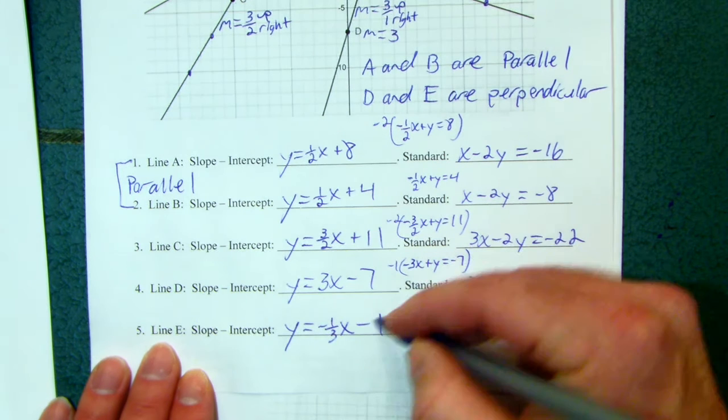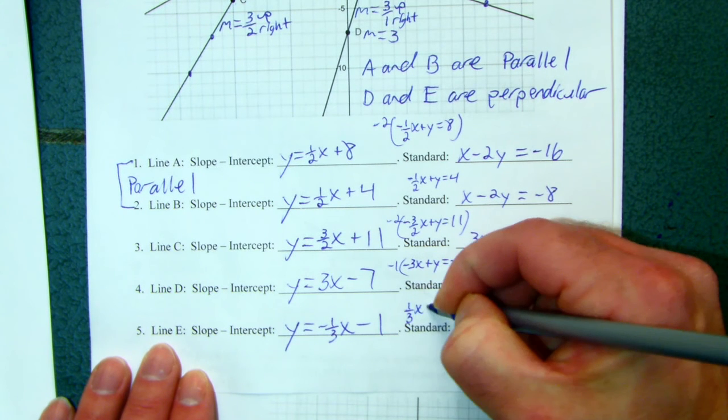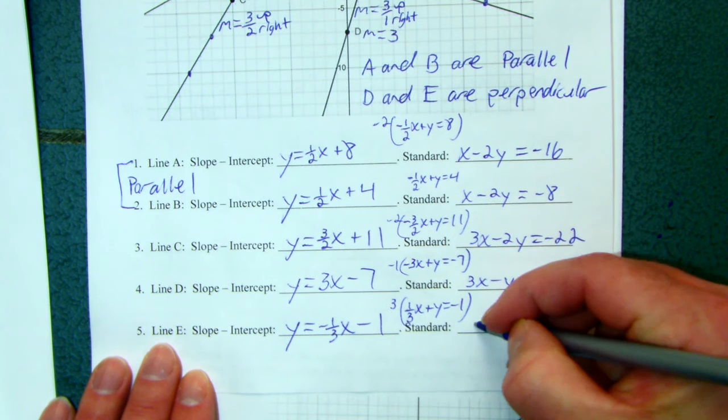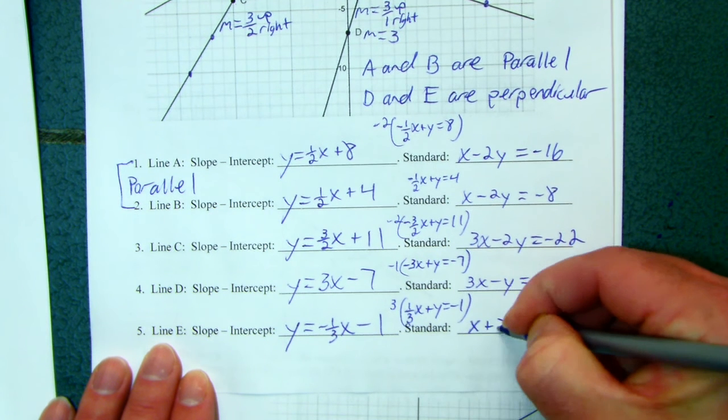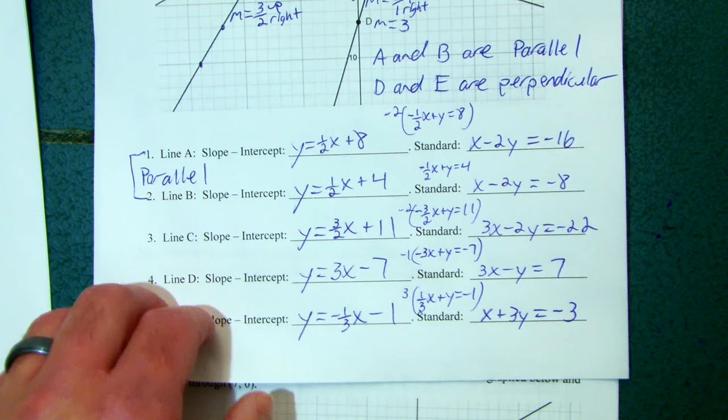All right, and last up here, we have to add 1/3 x to both sides. Get rid of the fraction, multiply everything by 3. So it's going to leave us with x plus 3y equals negative 3. So there's all of our standard forms then.